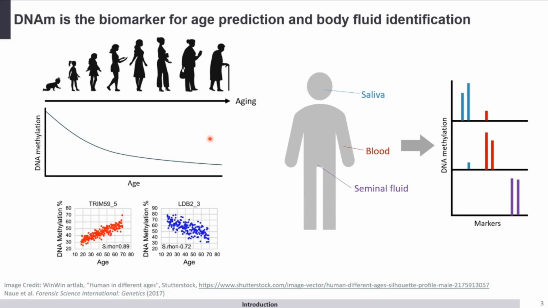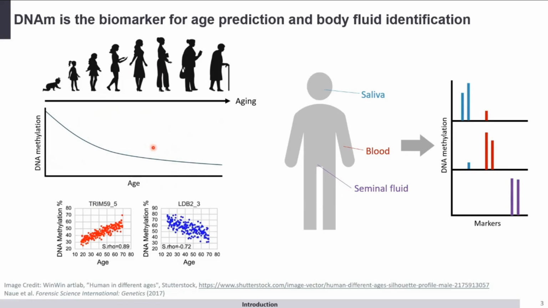to guide police investigations in cases where no suspect or matches in the DNA database are found. As humans age, there's a global decline in DNA methylation, and this process, known as hypomethylation, occurs across the genome and is a characteristic feature of the aging process.